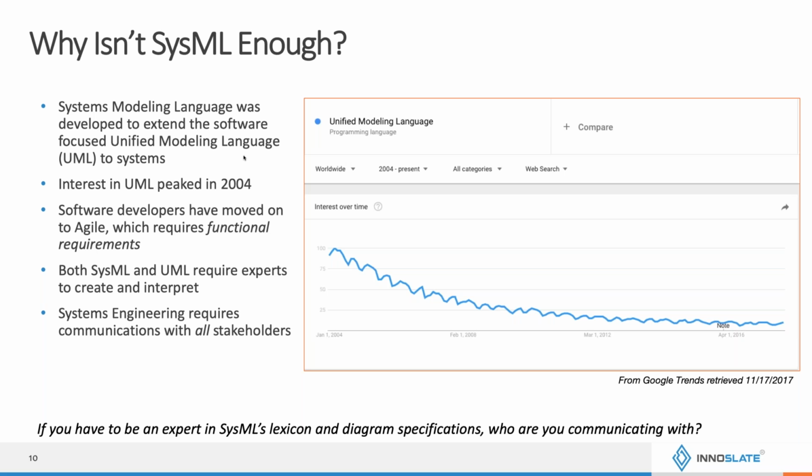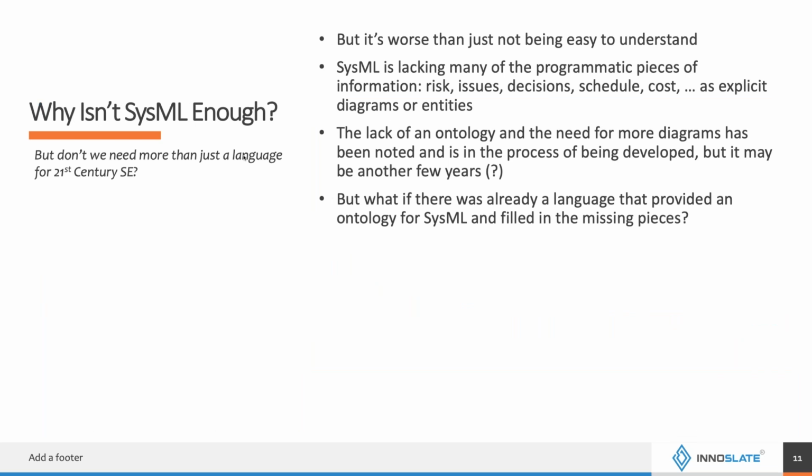I don't know about you, but I deal with contracts people all the time, security professionals, people who are just not versed in anything to do with software. And so I have to be able to communicate with everybody. And if you have to be an expert in SysML's lexicon and diagram specification, who are we communicating with? And it's worse than not just being able to understand. Again, I find SysML lacking in the programmatic pieces, particularly. You're making your ontology up on the fly, particularly things like risks and issues, decisions, schedule, cost. There are no diagrams or entities that would force you to head down that path.